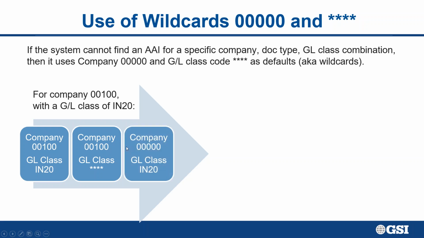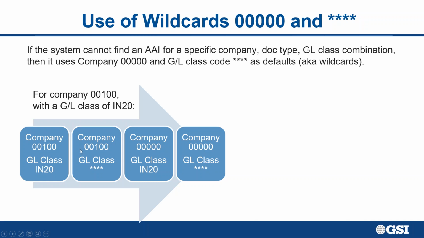If it can't find that, now it goes for the company wildcard. It uses company zero. So do you have any company zero entries for geo class code IN20? And if it finds it, it will use the account associated with that. And finally, if it can't find that, it's going to use the wildcard for both. So we'll use company zero and the 4 asterisks. So you can have all 4 of these scenarios keyed into your system. This is the order in which it will actually use the DMAAI and use the account number. So that is the hierarchy.